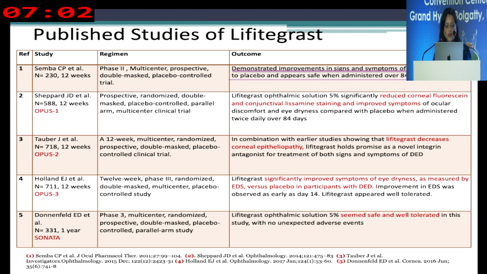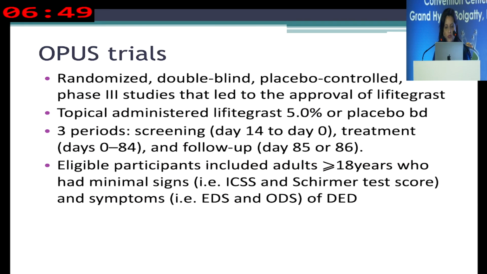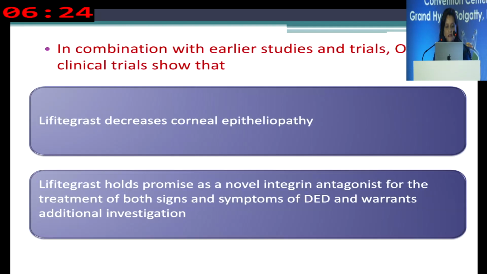And these were all placebo controlled studies and double mask multicentric trials, which have shown that even in terms of ocular surface disease index, the patient symptoms also get better with it. Further, it is safe and it is well tolerated. So these are the OPUS trials which were done, and topical administration of Lifitegrast is 5% twice a day. And in these randomized phase 3 studies, there were 3 periods which were looked at: screening, treatment, that is days 0 to 84, and follow-up day 85 or 86. And the eligible patients were more than 18 years who had minimal signs and symptoms of dry eye disease.